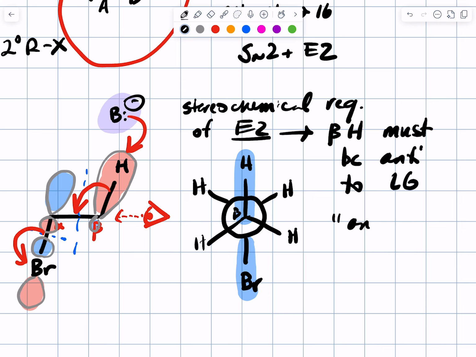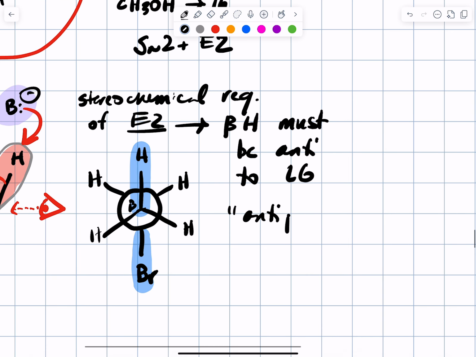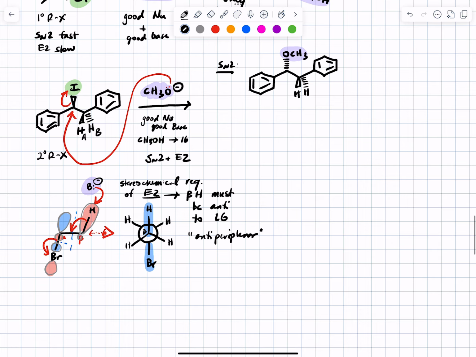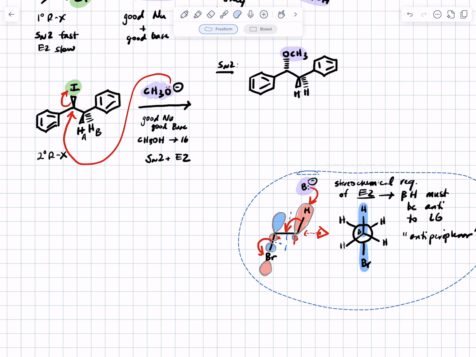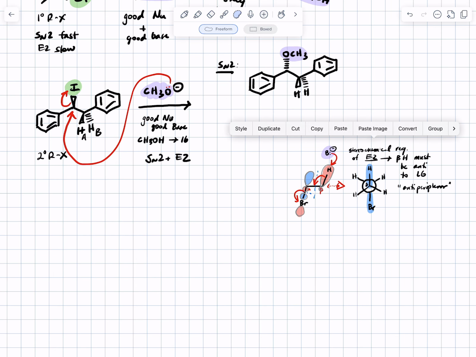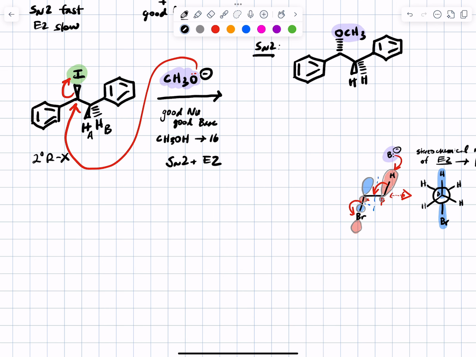There's another word you'll hear in your text that means basically the same thing. It's called anti-periplanar, which means that the two blue lines are pointing in opposite directions, but they're in the same plane. Anti-periplanar. The beta proton must be anti to the leaving group to participate in hyperconjugation and to have LUMO on it. So, with that as background, let's zoom in on this molecule.